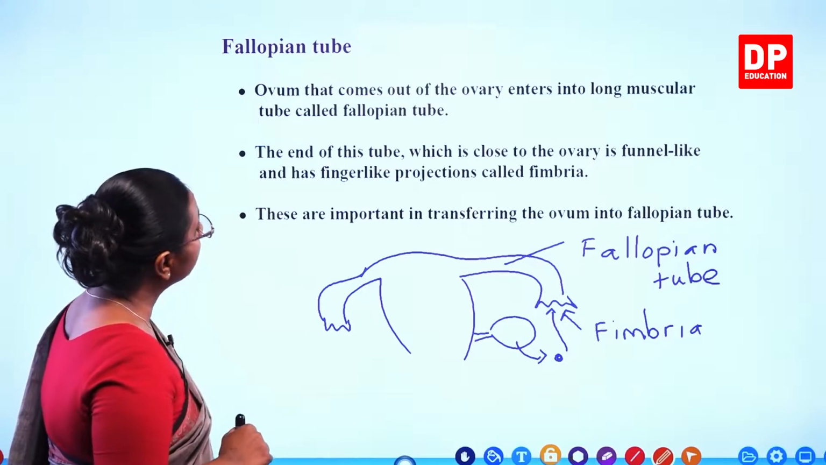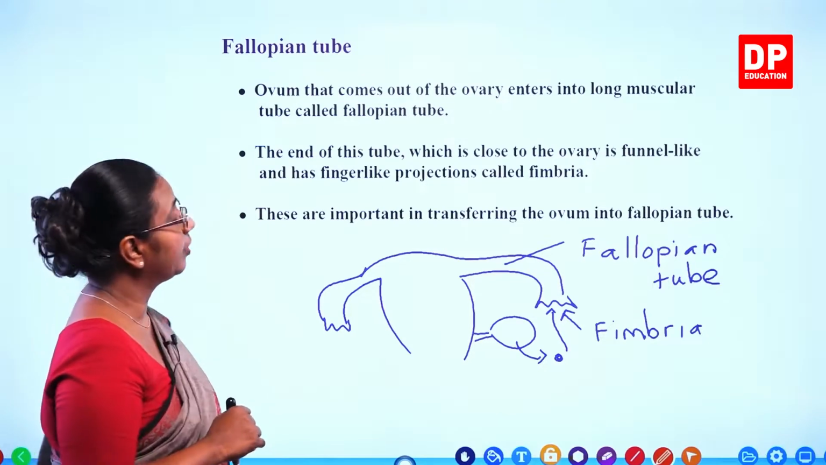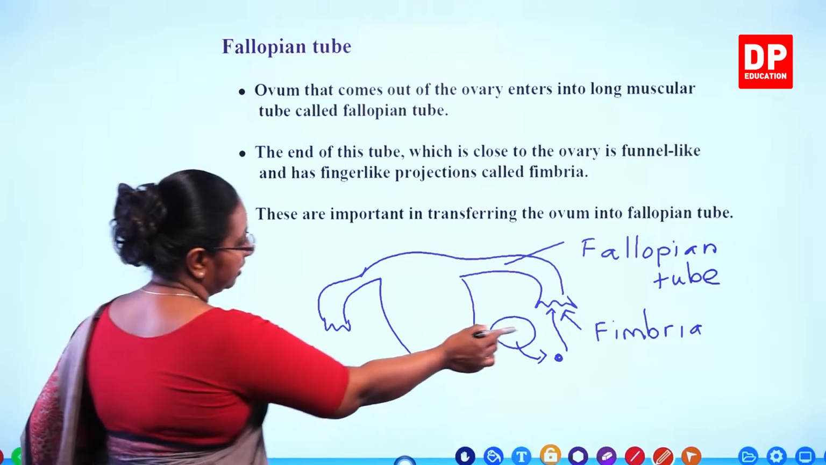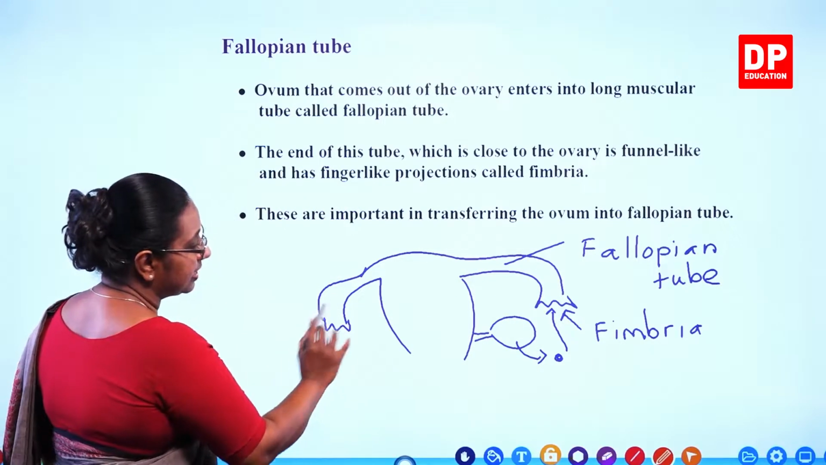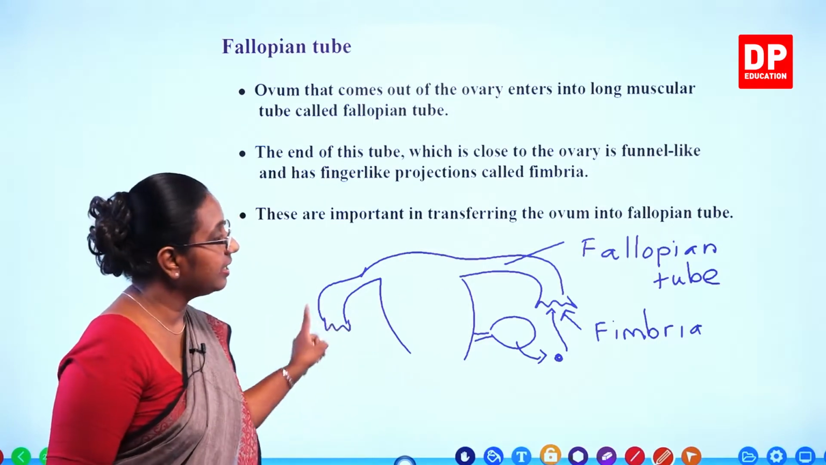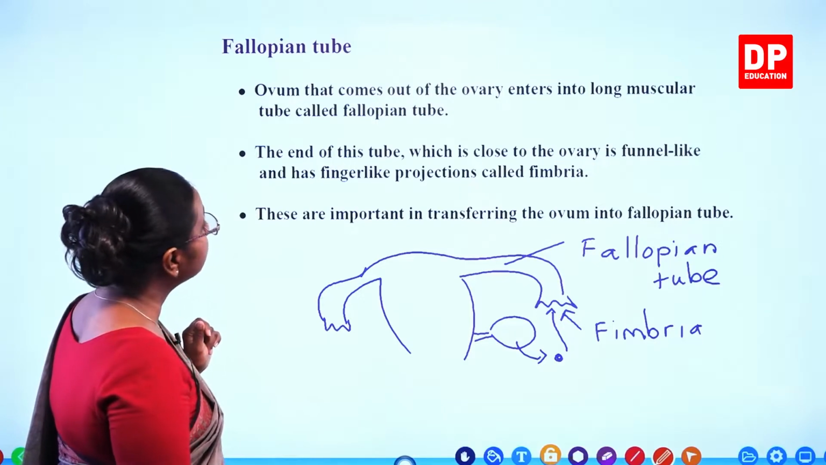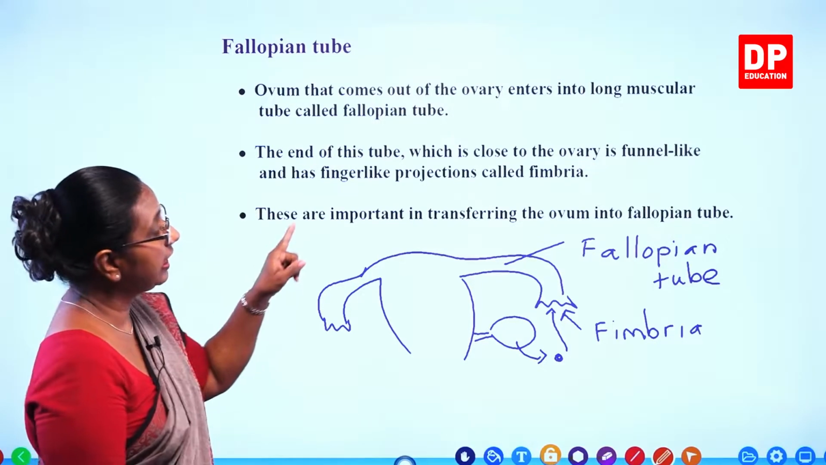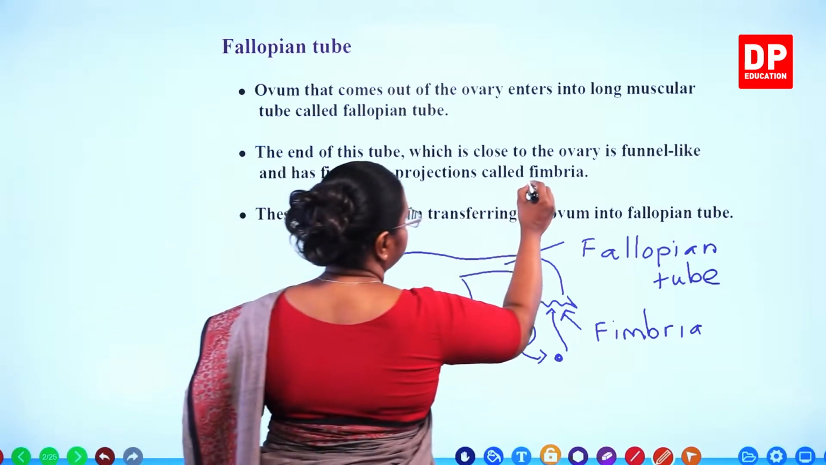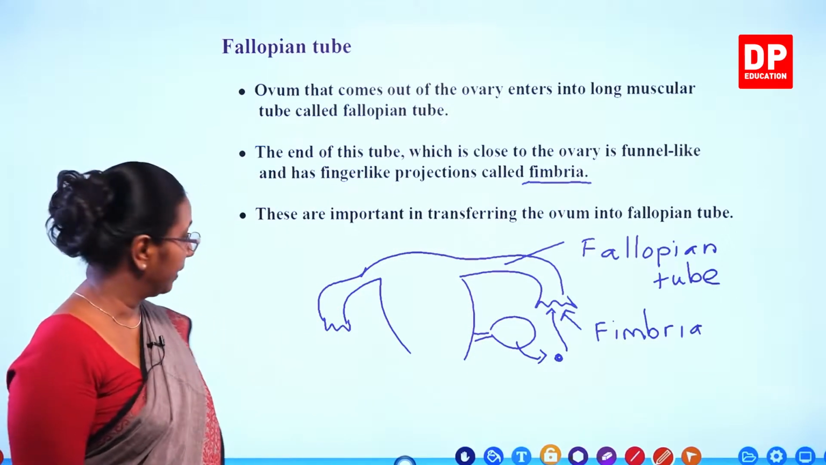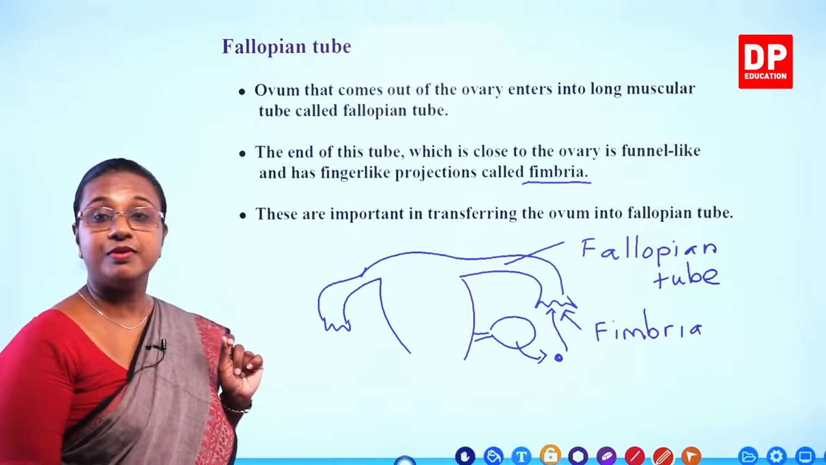So, the ovum that comes out of the ovary enters a long muscular tube called the fallopian tube. Here you can see this is a long muscular tube. Since there are two ovaries on either side of the uterus, on either side we have a fallopian tube. The end of this tube, which is close to the ovary, is funnel-like and has finger-like projections called fimbria. That is part of the fallopian tube. These are important in transferring the ovum into the fallopian tube.